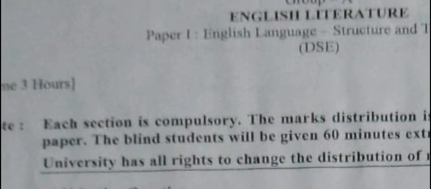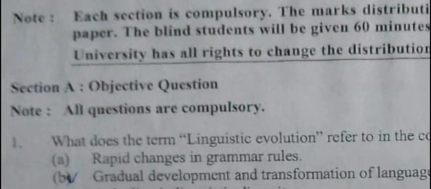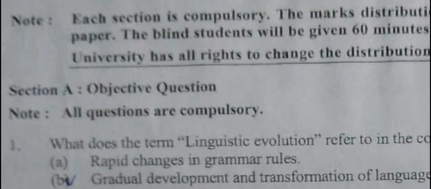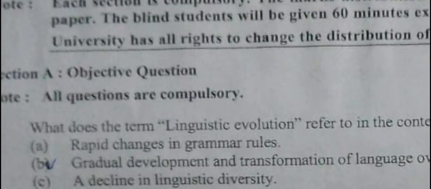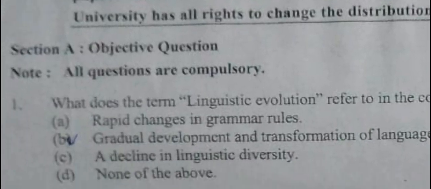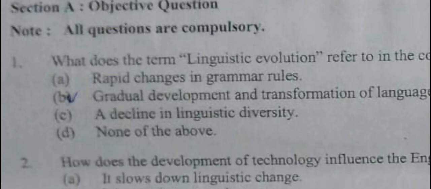So we are going to discuss, as we all know, the recent paper of 2024. And this DAVV paper is divided into three parts, three sections. Section A is objective type, section B is short answer, and section C is long answer. So first we are going to discuss objective type.